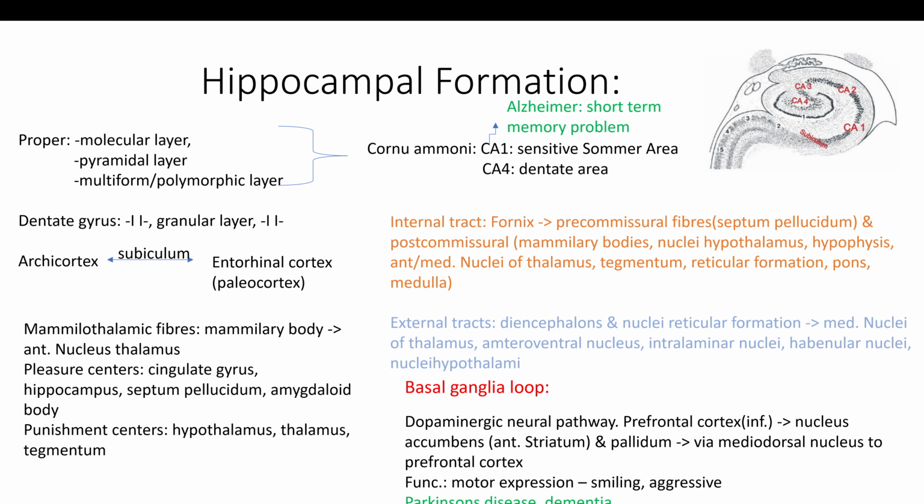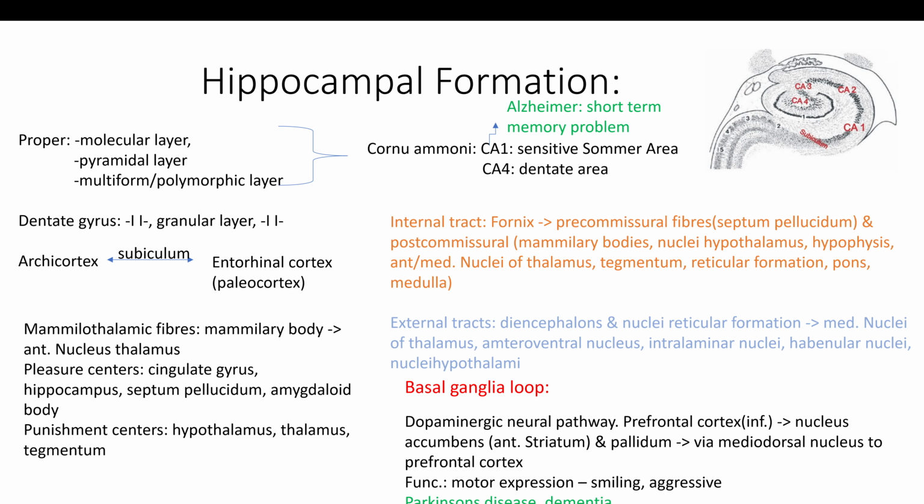There are pleasure centers: cingulate gyrus, hippocampus, septum pellucidum, amygdaloid body, and punishment centers: hypothalamus, thalamus, tegmentum, with the limbic lobe. It deals with experience of moods, emotions, consolidation of working, short term to long term memory, and to such memory we call intermediate term memory, which deals with minutes. There are different types. Declarative memory is about remembering facts. Spatial is about locations. Procedural, how to do things.